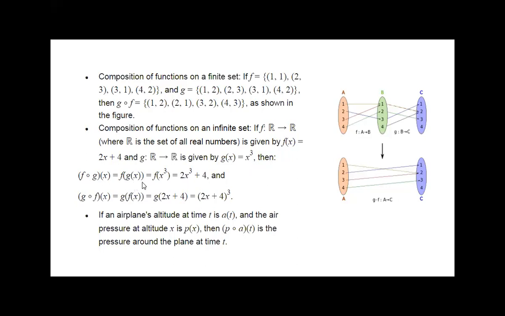Getting it? Why is this happening? What is f composite g? It is f of g of x. Okay, so f of x cube it is, and then in place of x, x cube will come there, and where x is, there 2x plus 4. Okay, it is defined like this.